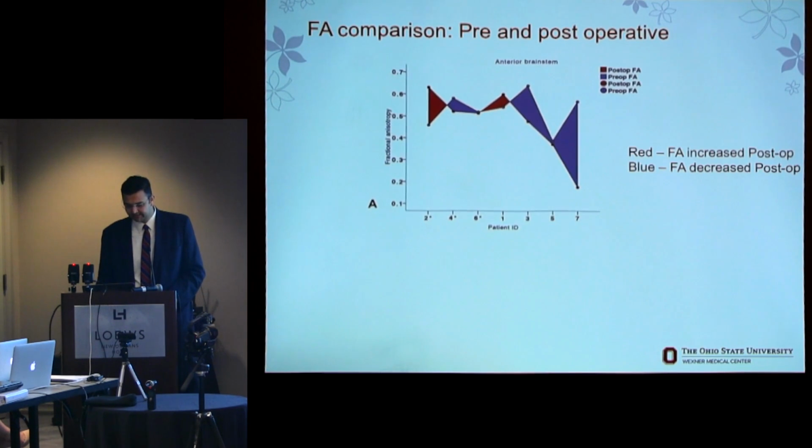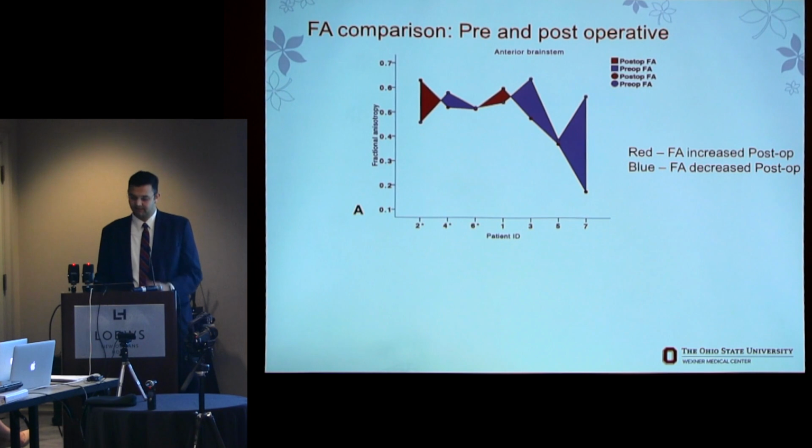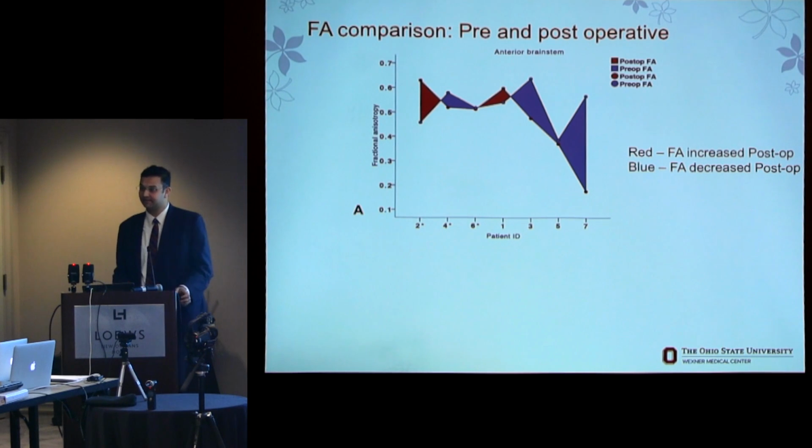When we looked at pre versus post, this is a diagram that shows FA value in the post-op state in red, while the pre-op state is blue. So if you see more red, that means the FA increased after surgery. If you see more blue, that means FA decreased after surgery.